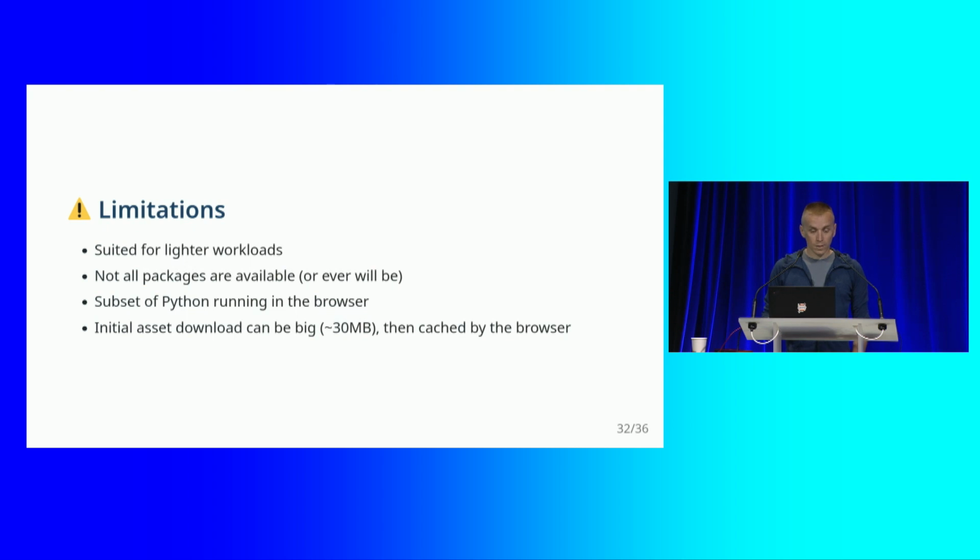And depending on your use case, the initial asset download can be quite big and could be quite a limitation if you have poor internet access. So that's something to keep in mind. Fortunately, the browsers can cache some of this, so that next time you go back to the JupyterLite website, you don't need to re-download the whole thing.